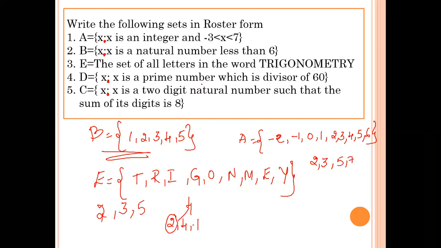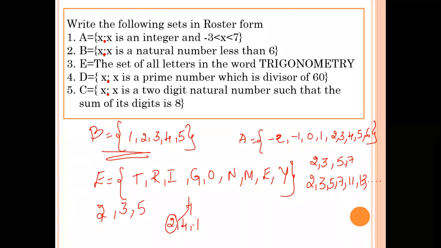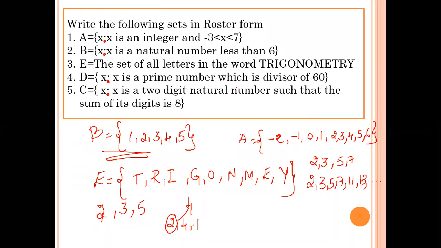Here, what they have asked in the question below, the set is a prime number, you have to write the x such that x is a prime number. So what are the prime numbers? 2, 3, 5, 7, then 11, 13, and it goes on. Okay, so now x is a prime number which is a divisor of 60.